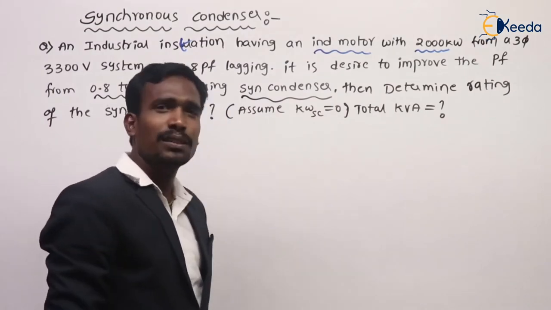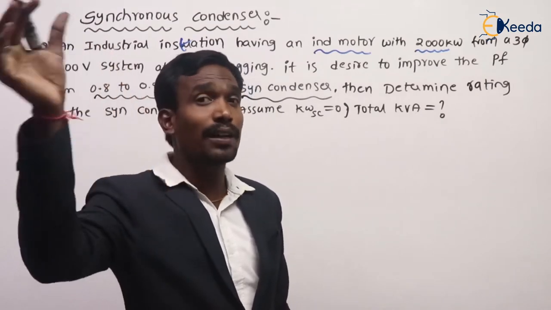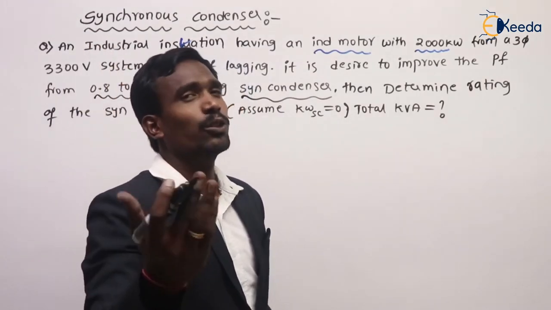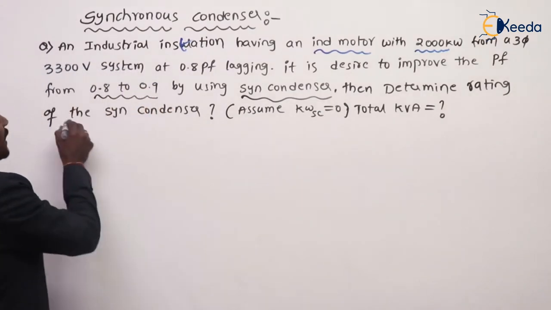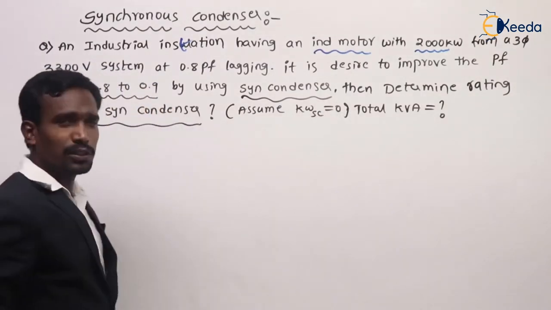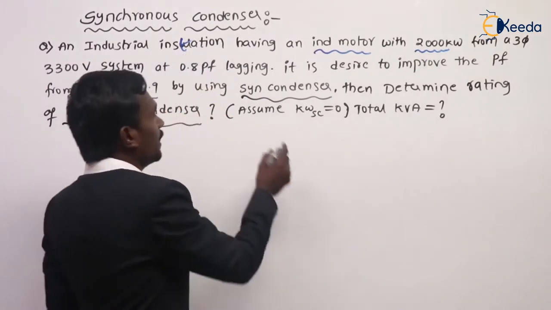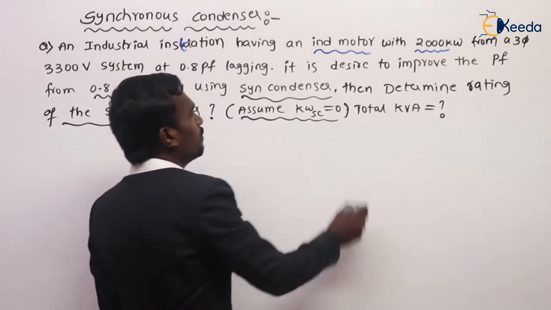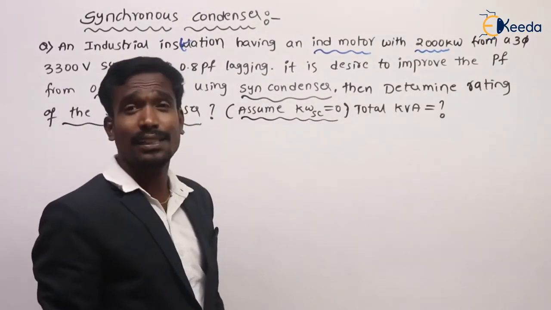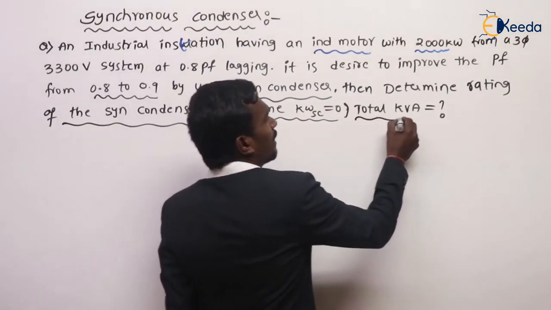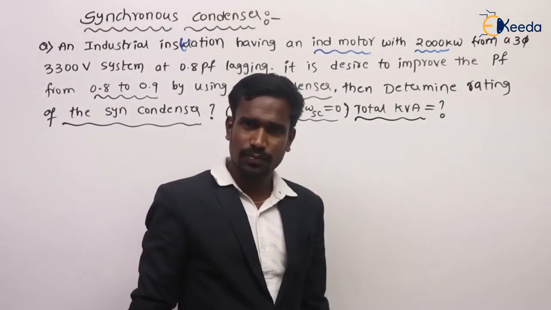Here, the aim is that we have to improve the power factor from 0.8 lagging to 0.9 lagging by using a synchronous condenser. Then determine the rating of the synchronous condenser. First question: we have to determine the rating of the synchronous condenser. Here, assume the kW of the synchronous condenser is 0. And what is the total kVA? This is the question they asked.